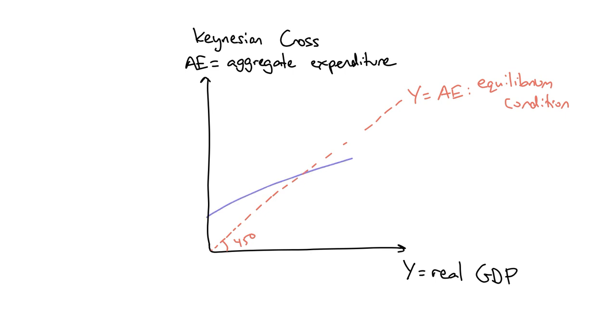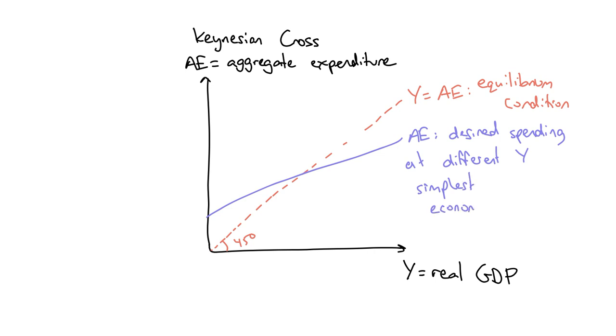Now, the aggregate expenditure line looks something like this, right? And it shows you desired spending at different income levels. And the slope represents the change, right? Different Y. And in the simplest economy, the slope is equal to the marginal propensity to consume. Because if we assume that only consumption responds to income, the change in income induces a change in consumption. That generates an equilibrium level of real GDP.